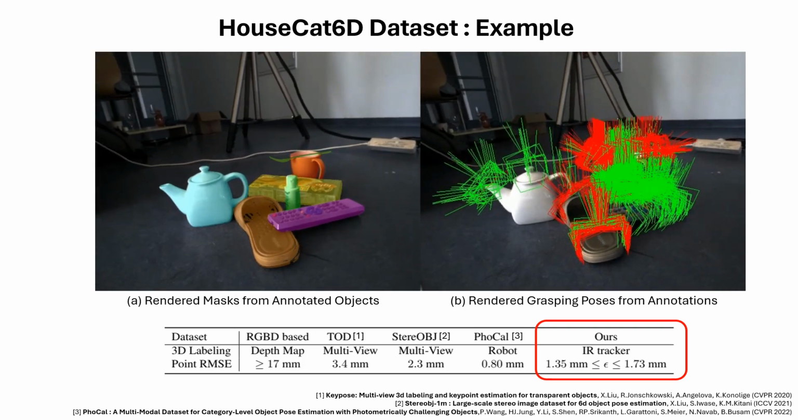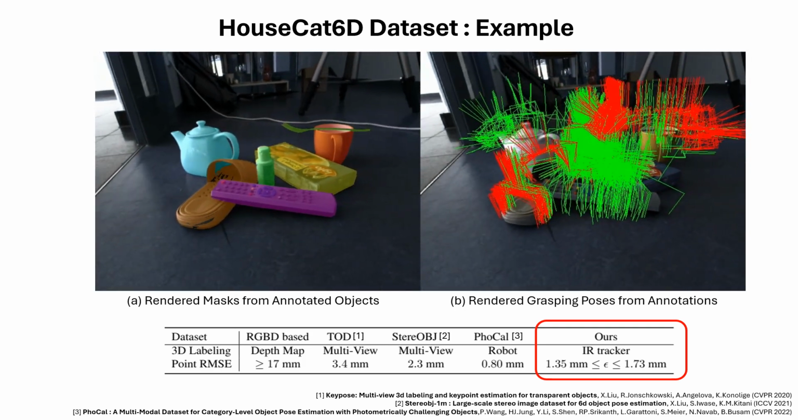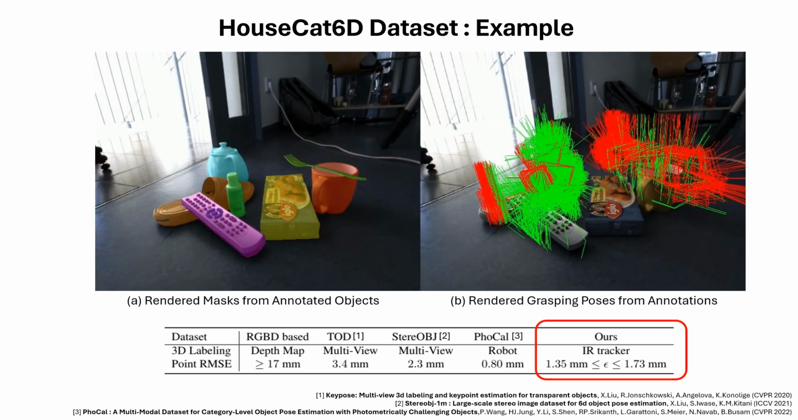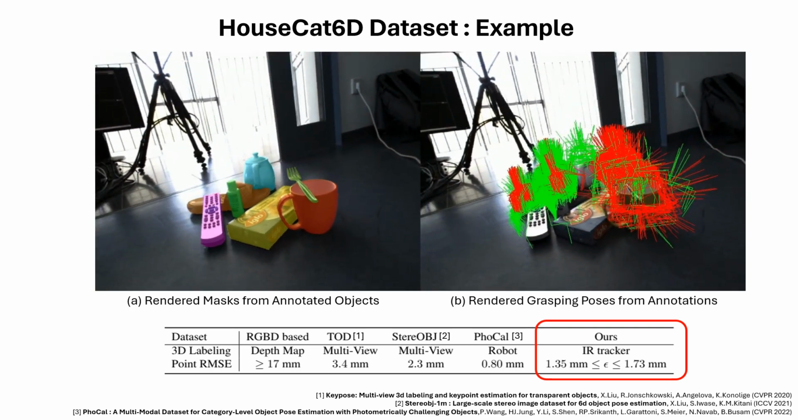With this pipeline, we obtain very reliable pose annotation regardless of the camera motion. And from there, we further obtained a large number of grasping annotations. We show that our annotation quality is comparable to the robotic annotation method.